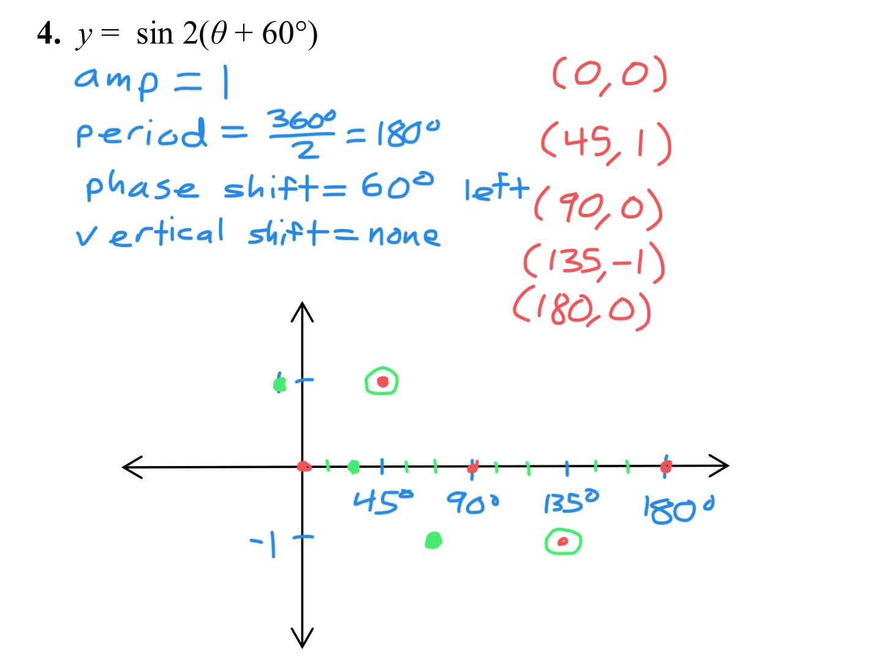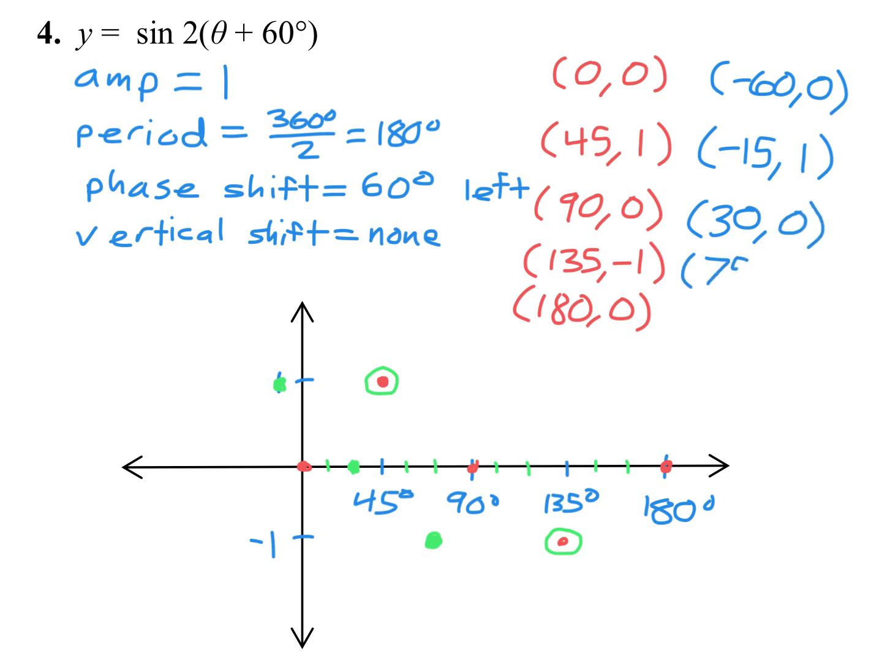All right, so imagine all of those points are going to shift 60 degrees to the left. So basically just subtract 60 from all of the x coordinates. This one's going to go to negative 60, 0. This one's going to negative 15, 1. Next one would go to 30, comma 0. 75, negative 1. And we'd have a 120, comma 0. So if you're having trouble shifting the points visually, you could write out the coordinates like that.